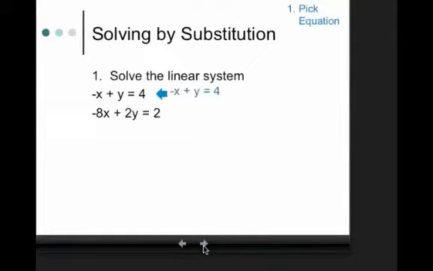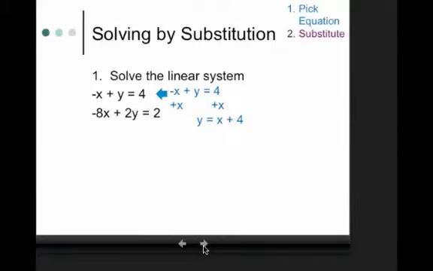Now, I'm going to take the top equation and solve for y. How I'm going to do that is I'm going to add x to both sides. And when I do that, I'm going to get y equals x plus 4. All right, so I've done step 1. I've picked an equation and I've solved for one variable.